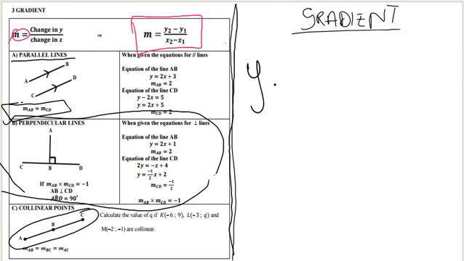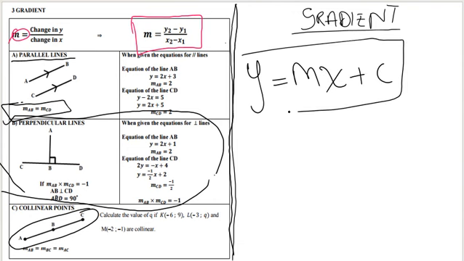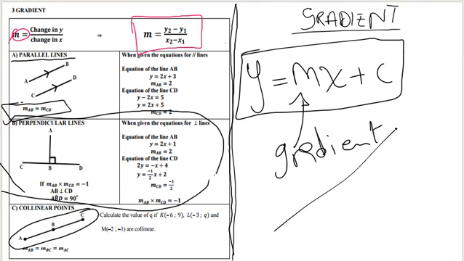This here, y is equal to mx plus c, is known as the equation of a straight line, or the linear equation, where this m represents the gradient. So if I give you this line, let's say g of x equal to 2x plus 1, and I ask you, what is the gradient of this line? Just know that the gradient of this line is this 2.